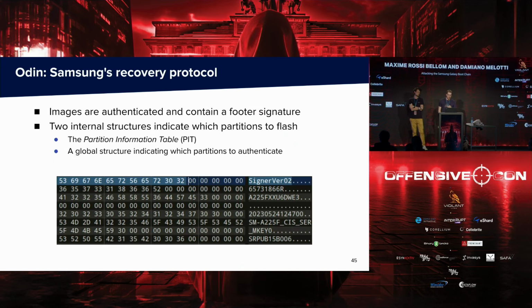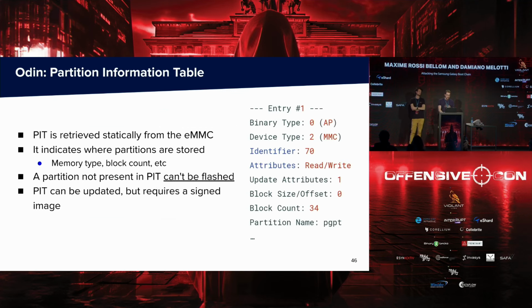Internally, Odin will use two internal structures to flash the partitions. First, images need to be authenticated, so they must contain a signature, as you see on this code snippet. And so there are two internal structures. First of all, the partition information table that we will call the PIT, and a global structure that indicates which partition to authenticate.